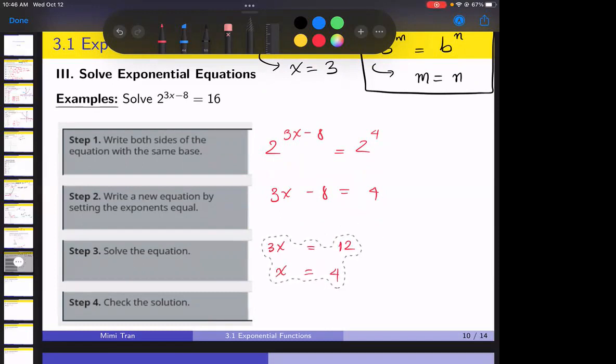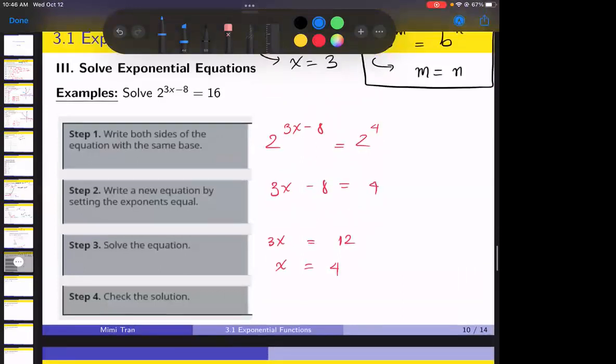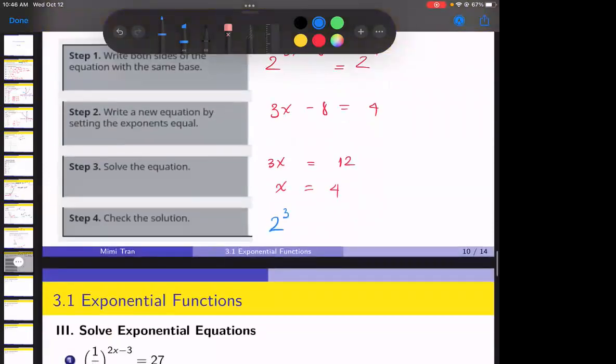The last step you don't have to do, but just because it's our first problem, you check to make sure by plugging it back into the original problem. So I have 2 to the 3 times 4 minus 8, which is indeed equal to 16. 3 times 4 is 12. 12 minus 8 is 4. 2 to the 4 is 16. So yes, check. So far so good. Pretty simple.